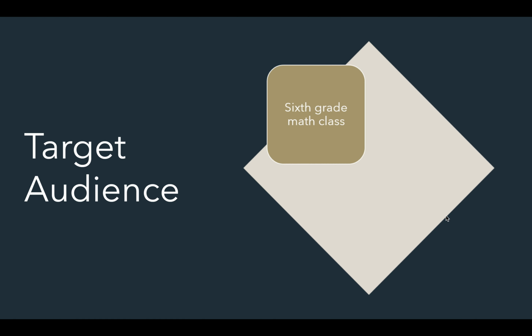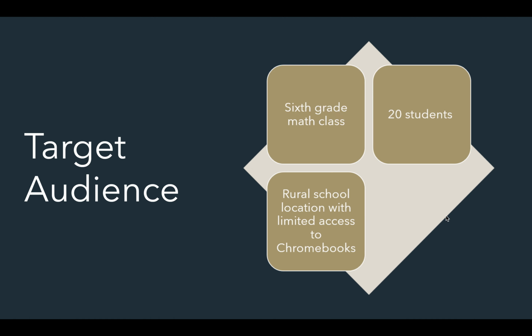The target audience for the Converting Rates to Unit Rates course is a 6th grade math class. Converting rates to unit rates is one of the 6th grade math standards within the ratios and probability strand of the South Carolina state standards. There are approximately 20 students in the class completing the course. The students attend a school in a rural location with spotty internet service and share a set of 30 Chromebooks among 3 6th grade classrooms.